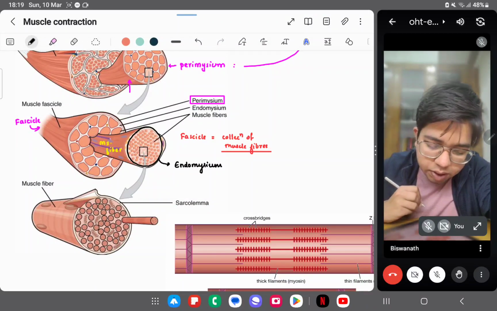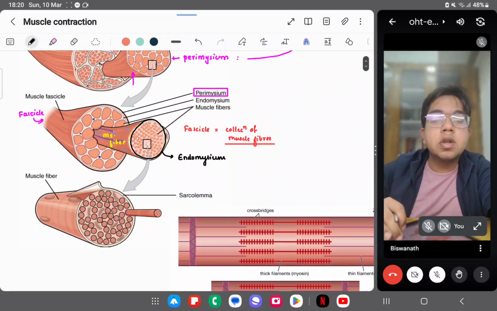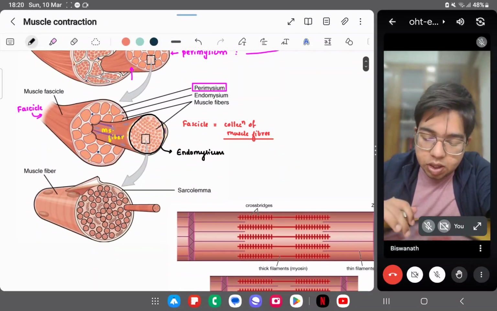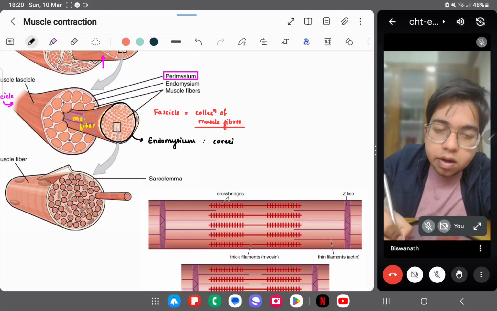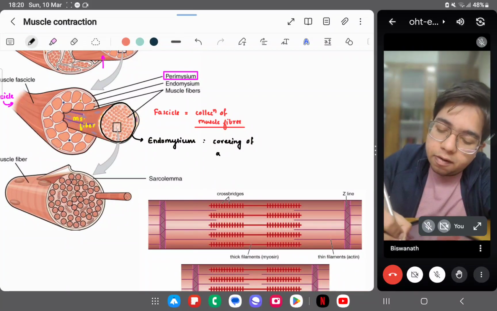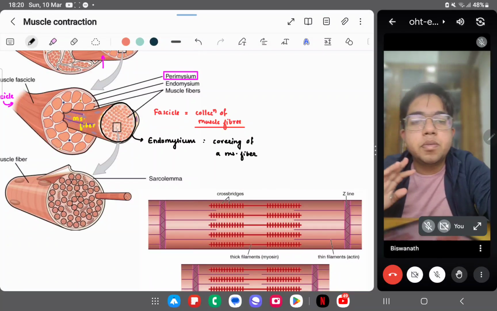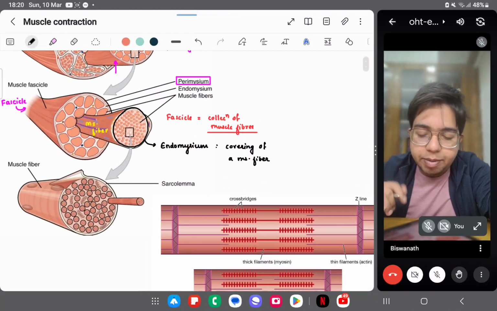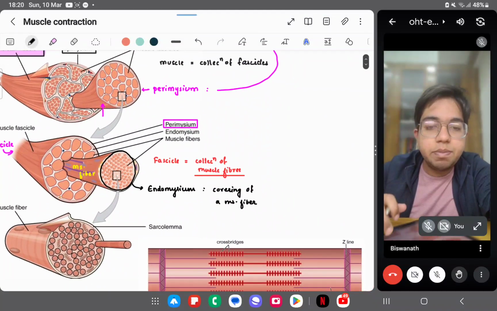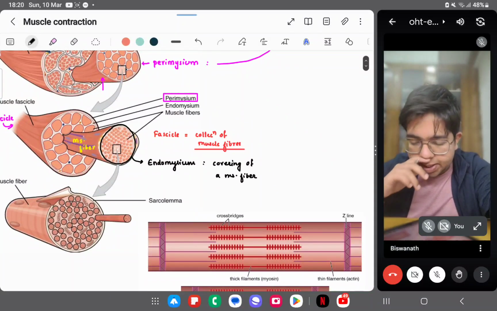Okay, this is known as the endomysium. Understood? So the endomysium is the covering of a muscle fiber. Done. You understood what is epimysium, what is perimysium, what is endomysium? So this is very integral for you to understand.